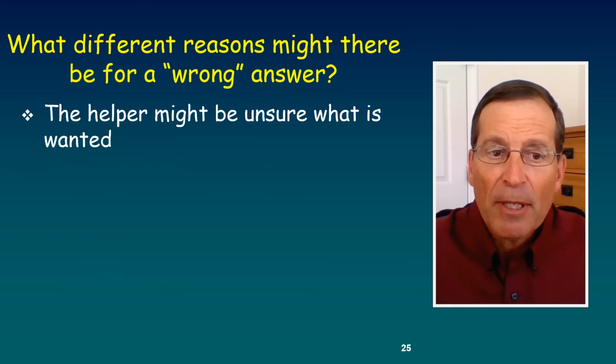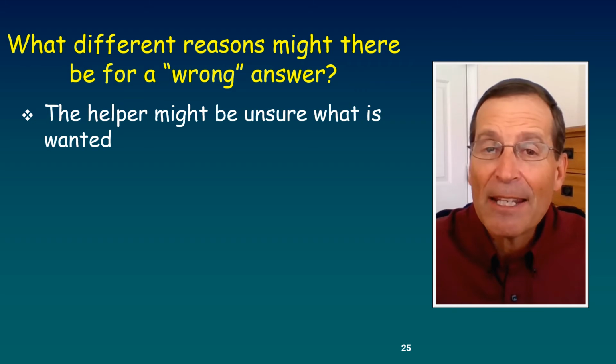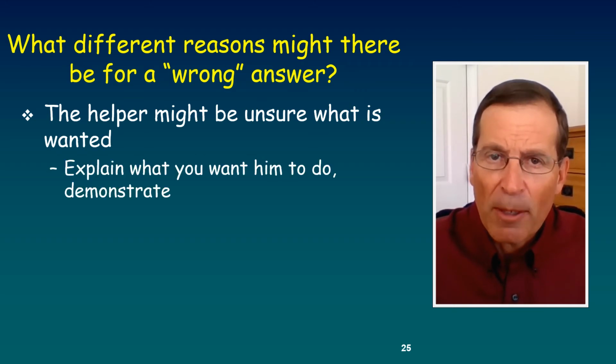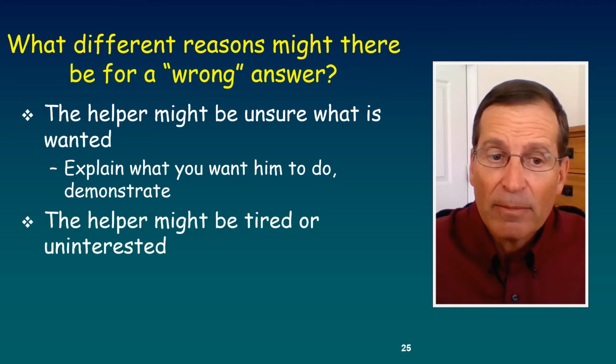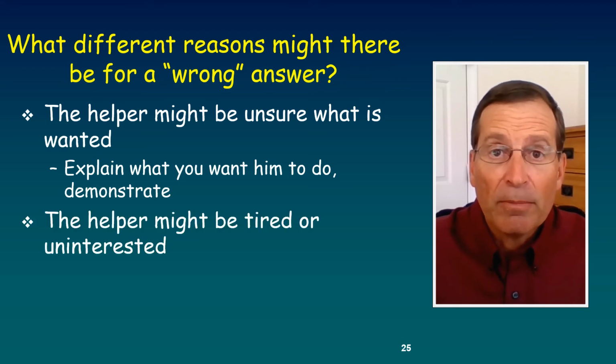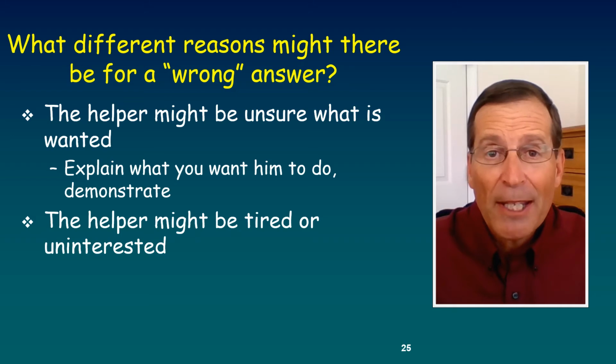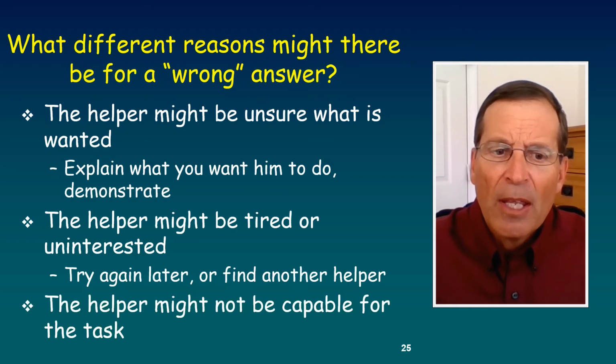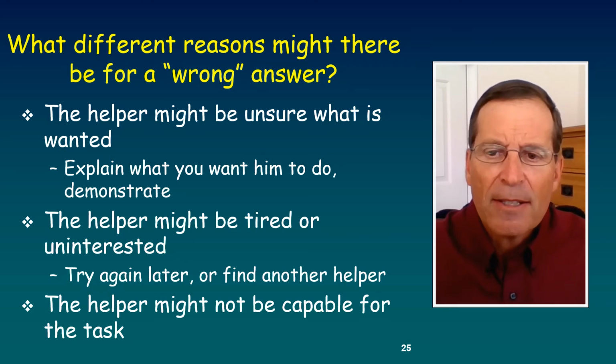The helper might be unsure what is wanted. They might be guessing at the meaning you're trying to get after. So explain what you want him to do or demonstrate. The helper might be tired or just plain uninterested. In that case, try again later or find another helper. And the helper might not be capable for the task.